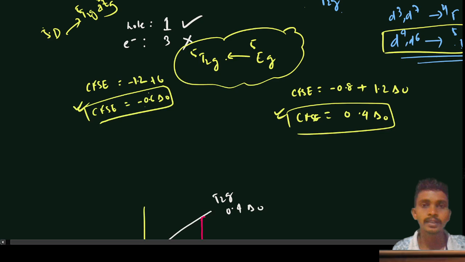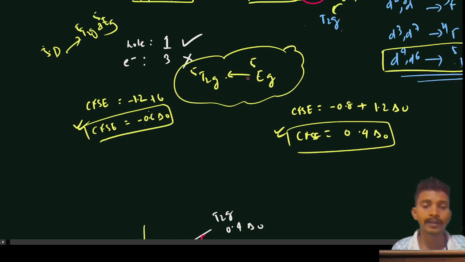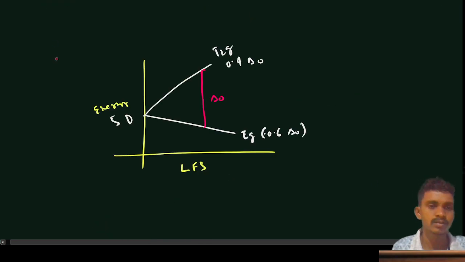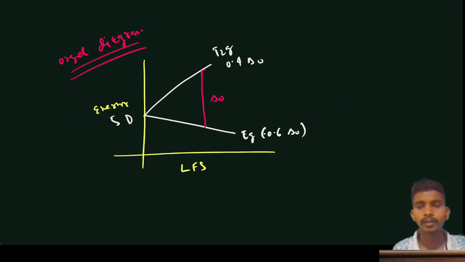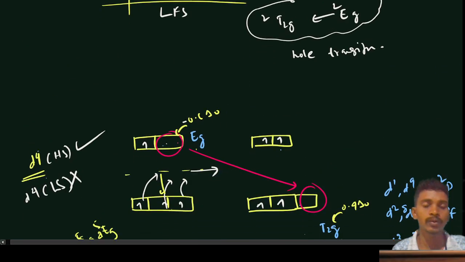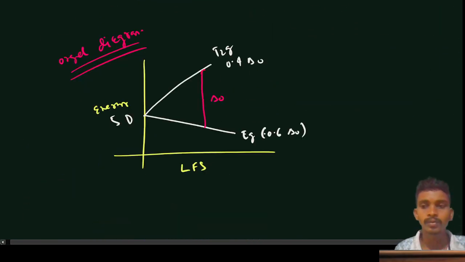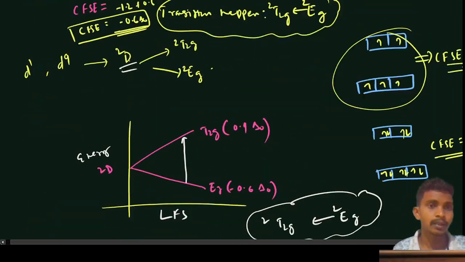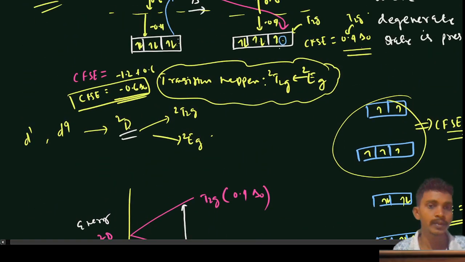So here transitions happen from T2g to Eg. So these are the Orgel diagrams. Similarly, I draw for octahedrals. Similarly we can go for d4, and previously d1 and d9 we discussed.